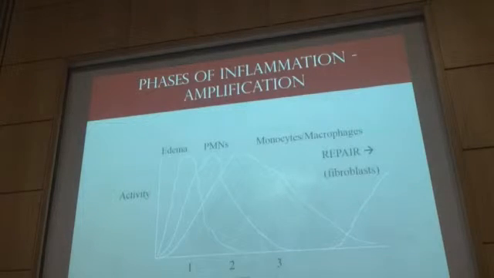Just to summarize the different phases of acute inflammation, they actually overlap. Edema can happen within minutes, followed by the recruitment of polymorphonuclears, and then monocytes and macrophages. Later on, the process of tissue repair will start, where fibroblasts are the star cells. We're going to talk about that on Sunday.